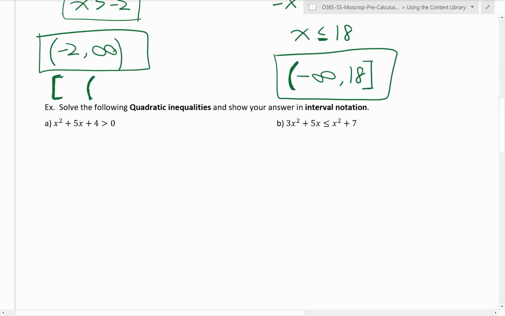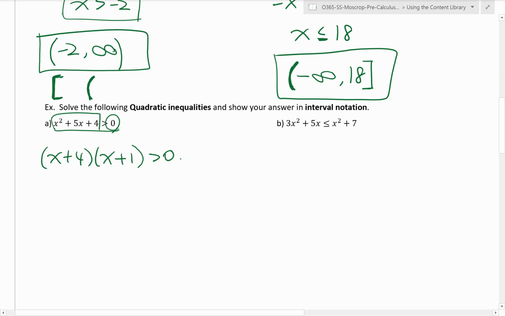Quadratic inequalities are actually quite similar. What you need to do first is factor and find the x-intercepts. So here is the inequality. Just like quadratic equations, when you solve quadratic inequalities, you must make sure that one side is 0. You can see this is 0 here, so this is already set up for us. Once you have this, you just need to factor it. This is x plus 4 times x plus 1, and that's greater than 0.